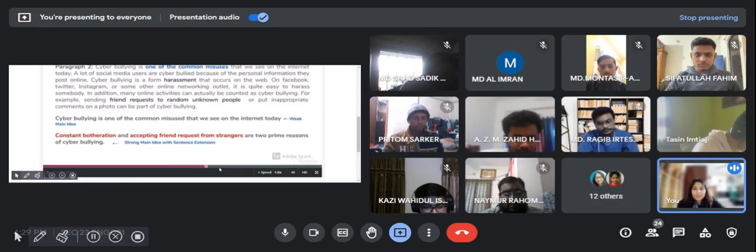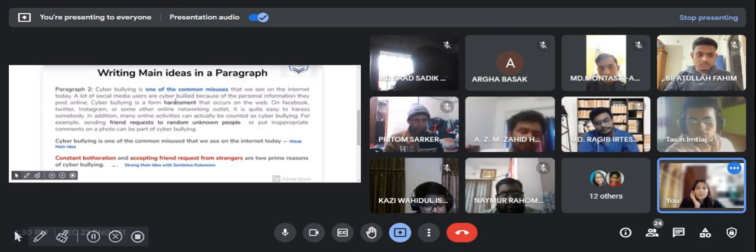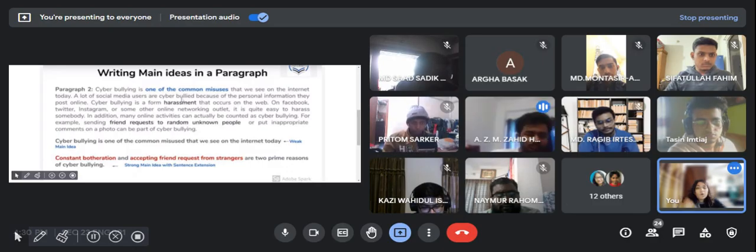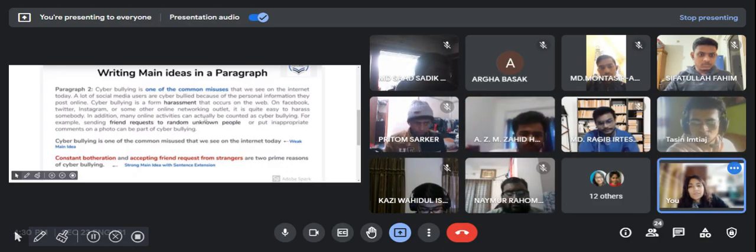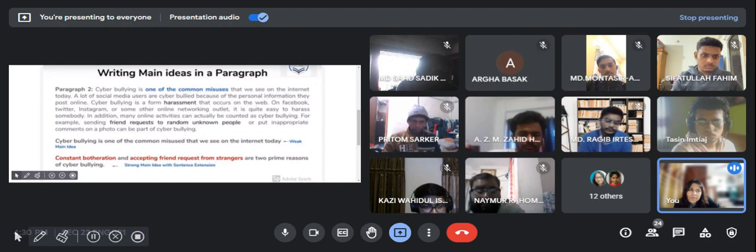Same goes for the second paragraph here. If we just write, cyberbullying is one of the common misuses that we see on the internet today, it's going to be a weak main idea. But if we include all the other major points from the paragraph, for example, cyberbullying is a form of harassment that occurs on the web, on Facebook, Twitter, Instagram. These are examples. You can just put a tick mark there, okay? Facebook, Twitter, Instagram, or some other online networking outlet, it is quite easy to harass somebody.